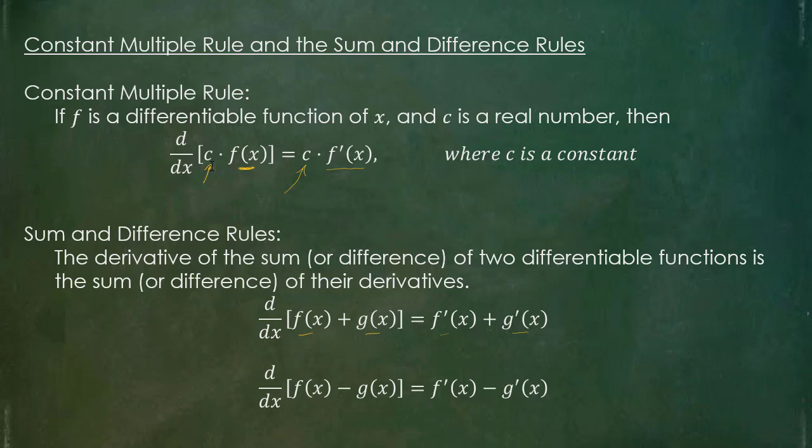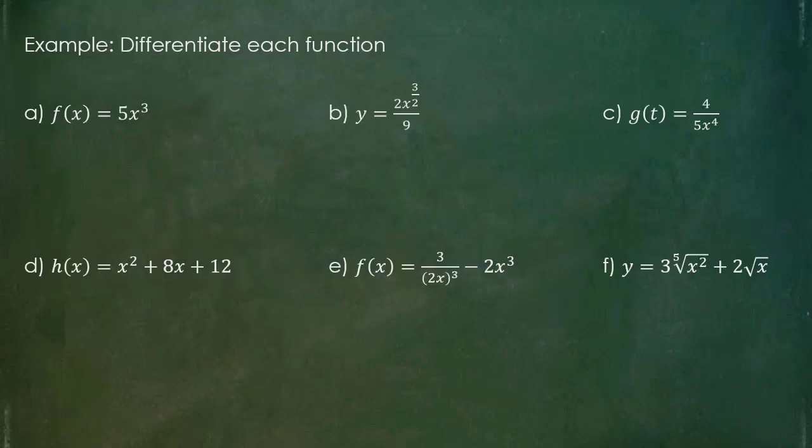So if it was addition, I keep addition. If it's subtraction, I keep subtraction. But the sum and difference rules really just allow us, for having something that's maybe like a higher degree polynomial, be able to just take derivatives of the individual terms and then add all of the results back up. So we'll go ahead and work through a few examples of this.